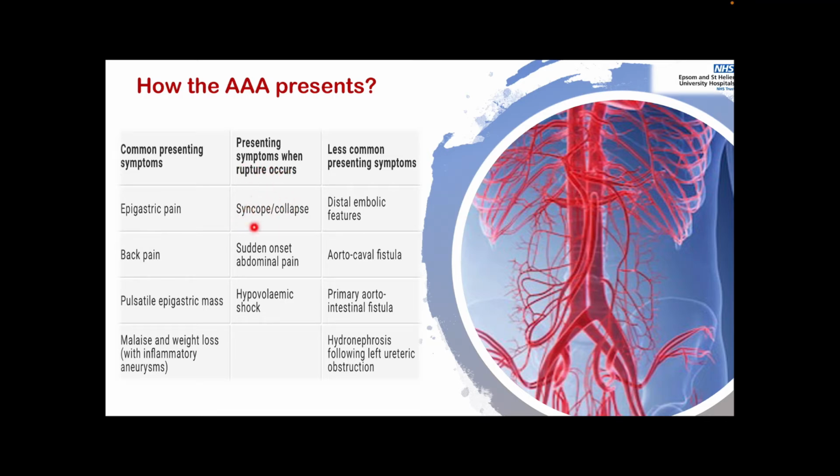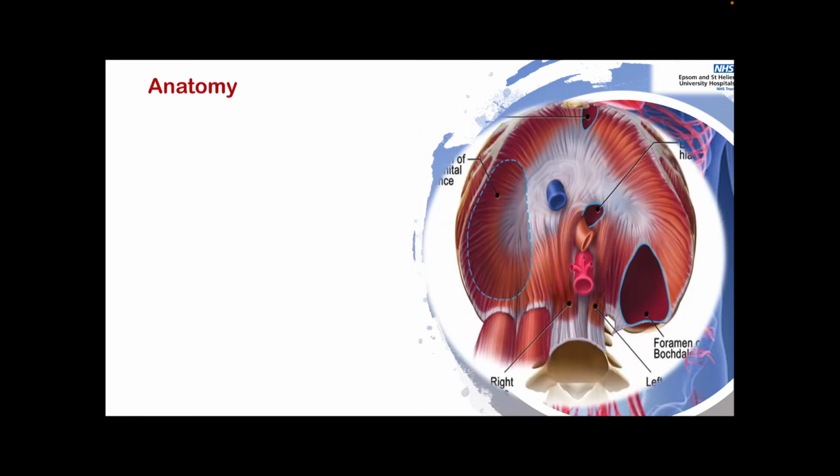So we have syncopal attack, sudden onset of abdominal pain, and hypovolemic shock. Less common presenting symptoms include distal embolic features, aortocaval fistula, primary aortointestinal fistula, or sometimes hydronephrosis as a result of the pressure of the abdominal aorta on one of the ureters.